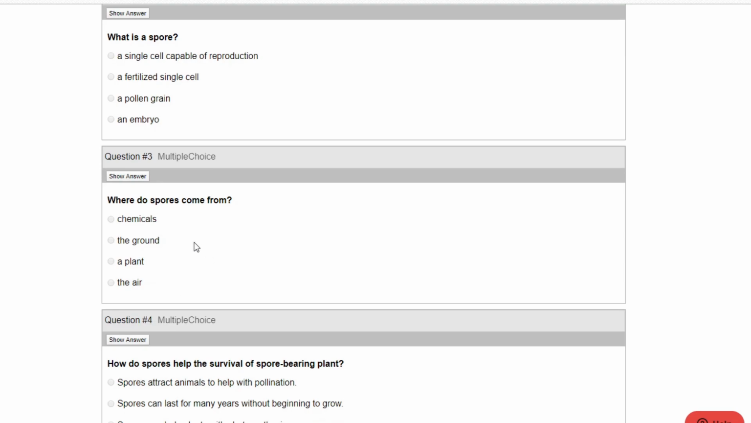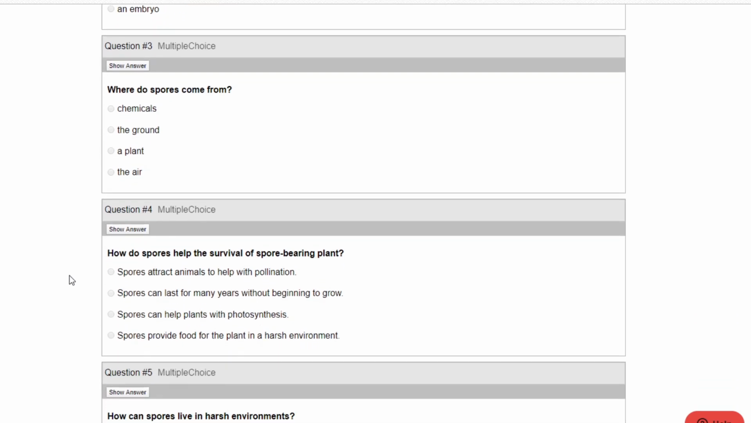All right. Number 3, where do spores come from? Do they come from chemicals? Do they come from the ground, from a plant, or the air? Okay. Make sure you're using your question marks and your X's.